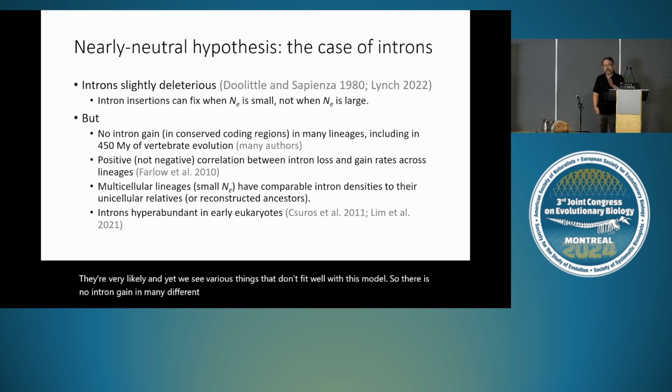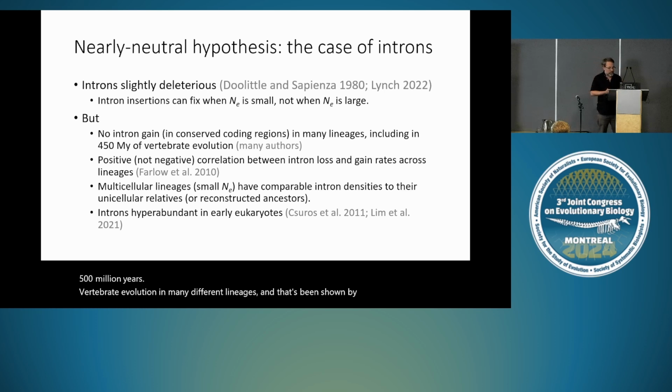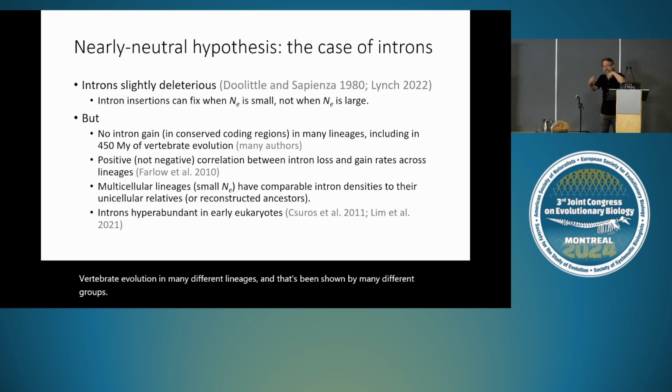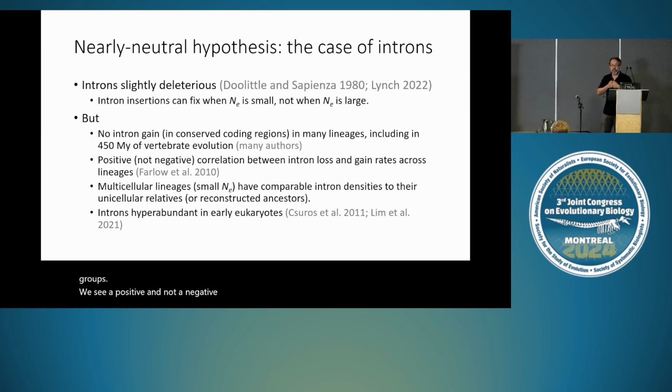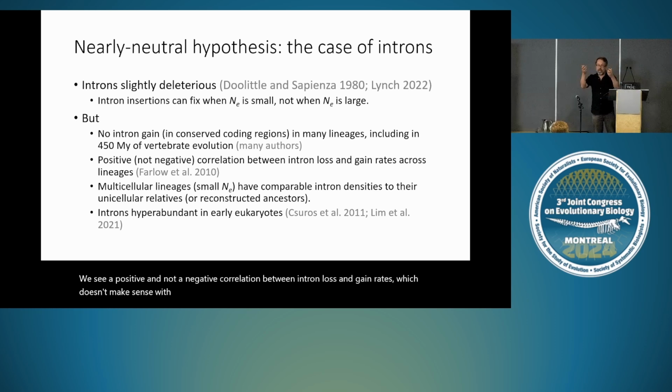Most dramatically, and importantly, for those of us who want to explain our genomes, there is no intron gain in conserved regions in 500 million years of vertebrate evolution in many different lineages. And that's been shown by many different groups. We see a positive and not a negative correlation between intron loss and gain rates, which doesn't make sense with differences in selective strength or efficiency across lineages.